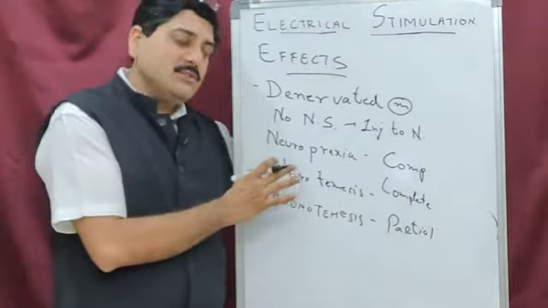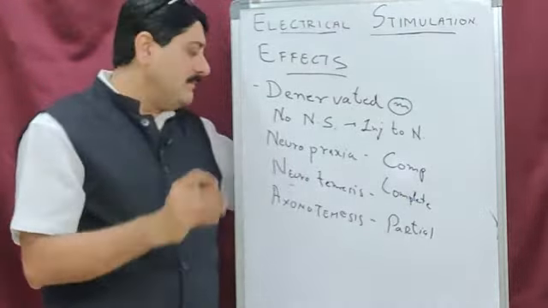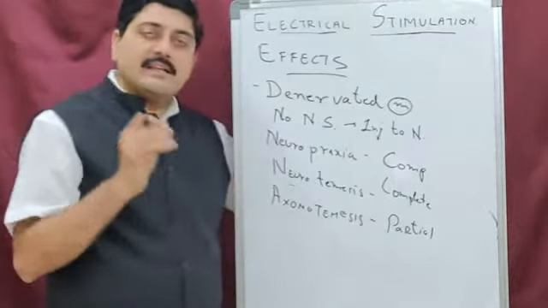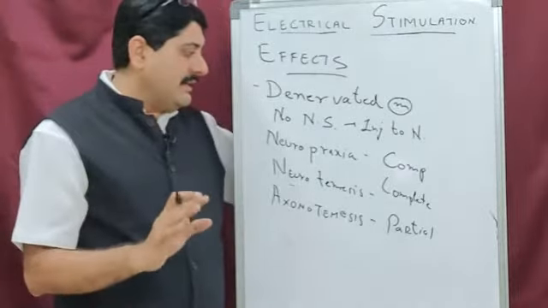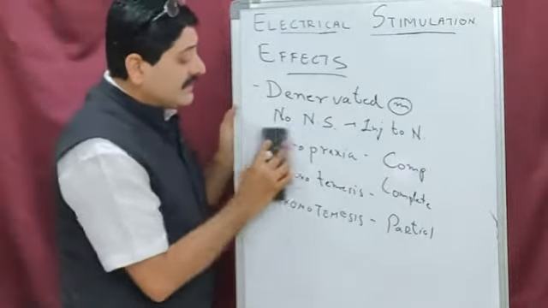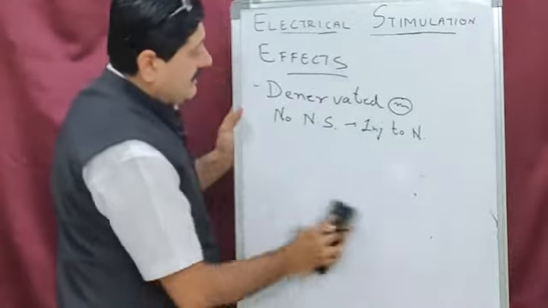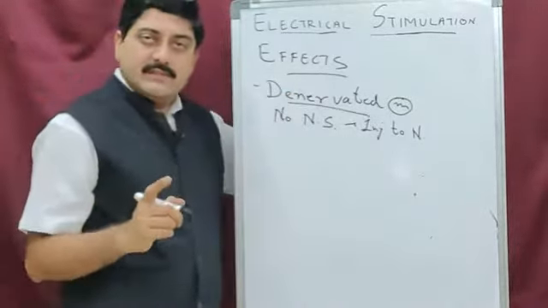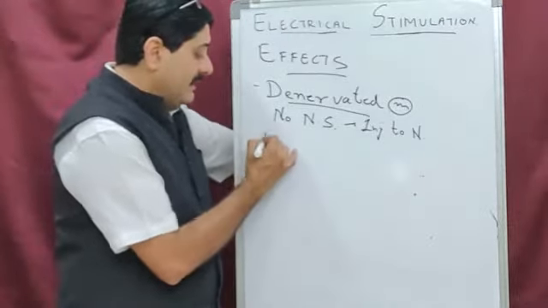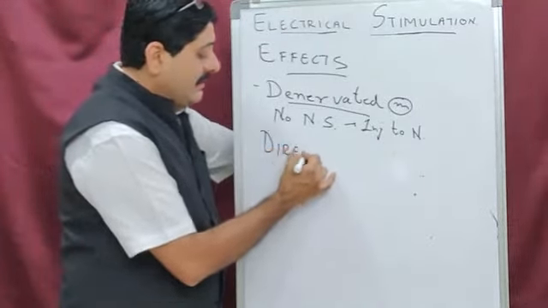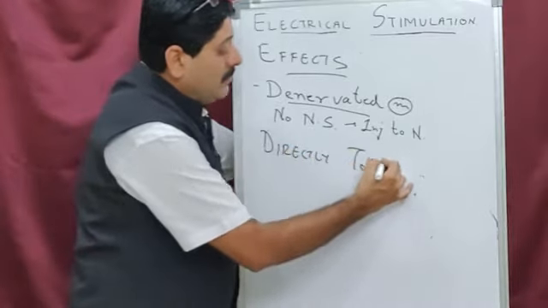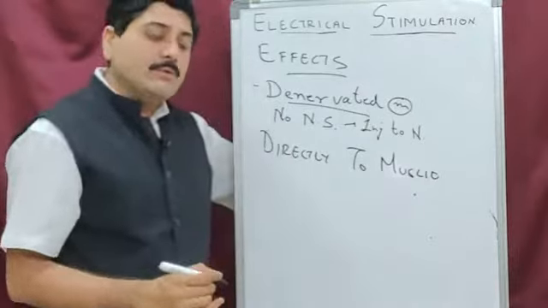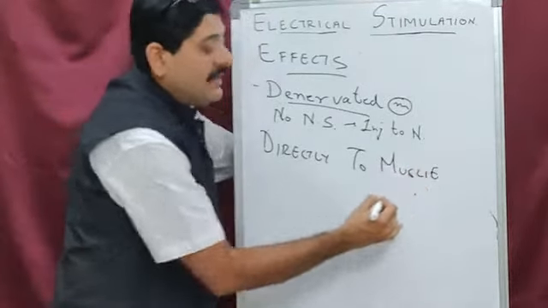There can be a neuropraxic injury, that is compression or temporary compression. There can be an axonotmesis, that is partial cut in the nerve, and there can be a neurotmesis, that is complete cut in the nerve. So whenever there is an injury to the nerve, it denervates the muscle. So when we are going to stimulate the denervated muscle, we are applying the current directly to muscle.